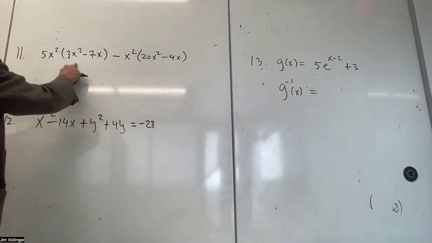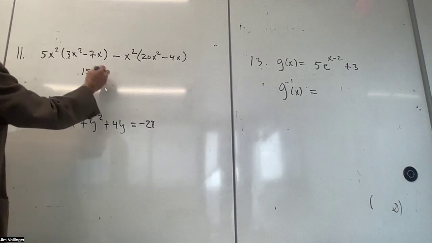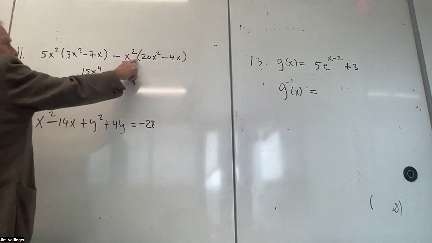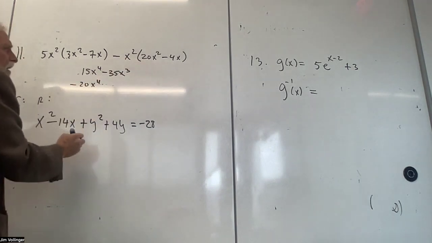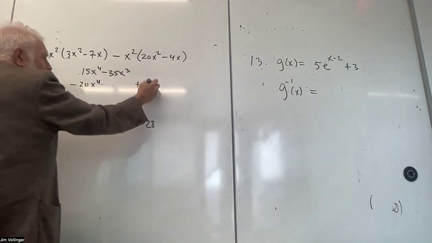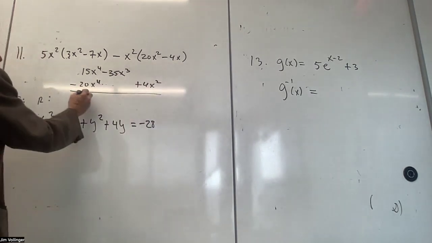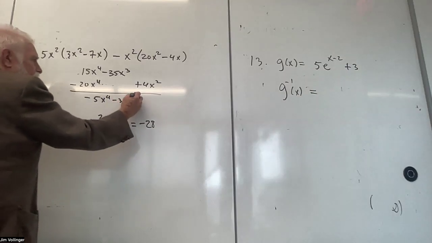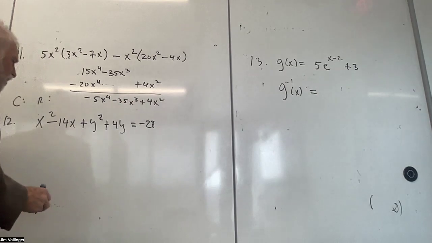All right, so I got 15x to the 4th. I got minus 35x to the 3. I like columns. I've got minus 20x to the 4th, so I'll put that in the x to the fourth column so I can count it up. I got plus 4x squared. Plus 4x squared is not going in the cubic column. So what do I have for an answer? Minus 5x to the fourth minus 35x to the third plus 4x squared. Closing any gaps from algebra 1.